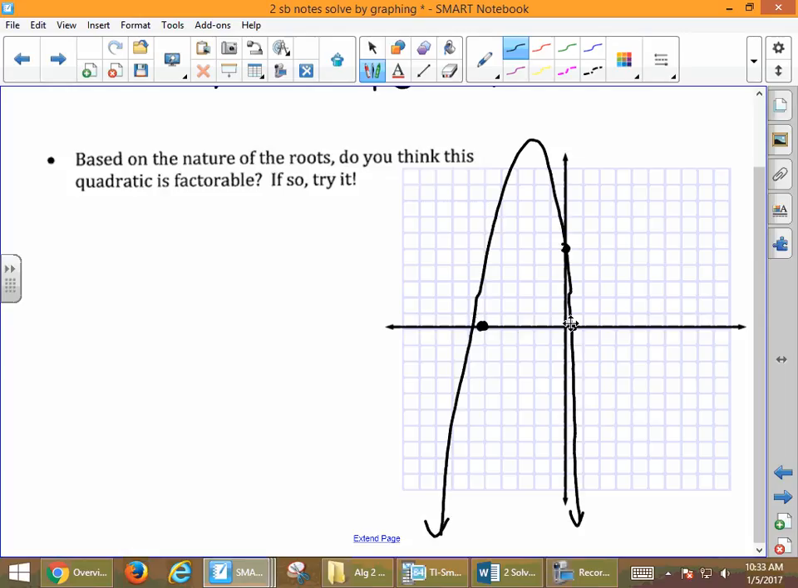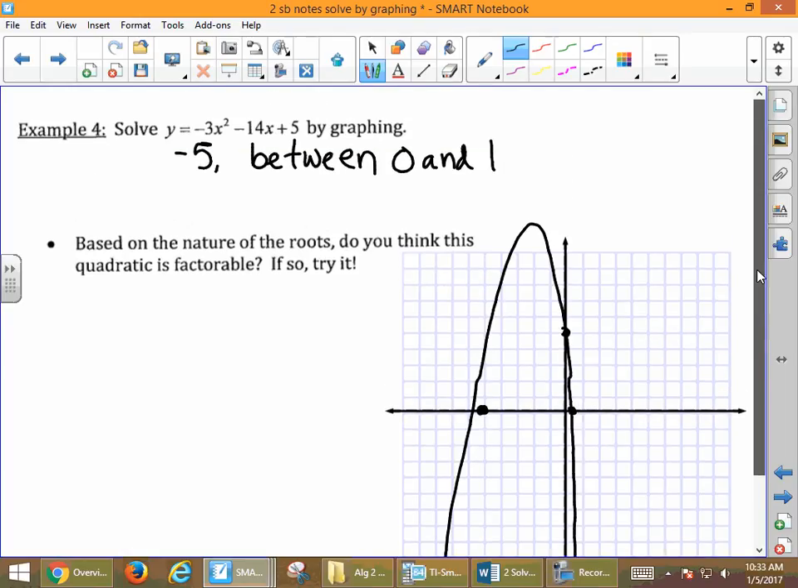It says, based on the nature of the roots, do we think that this quadratic is factorable? Well, once again, the answer is yes, because we have a -5 for a root. So we think it's factorable.